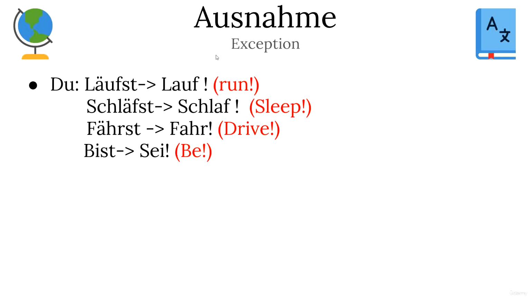Du schläfst, schlaf. Du fährst, fahr. As you can see, we also delete the e at the end. The last exception we have to learn for today is the verb sein, to be. Du bist in the imperative is sei.